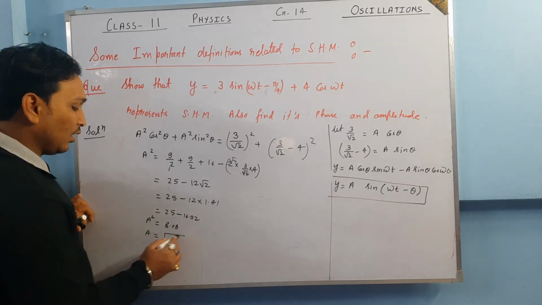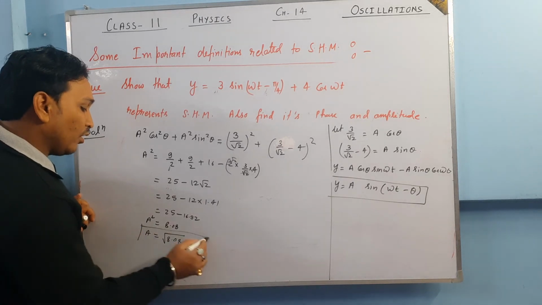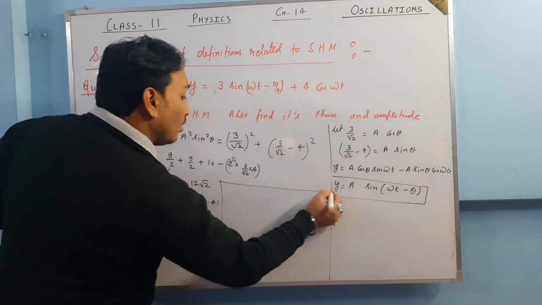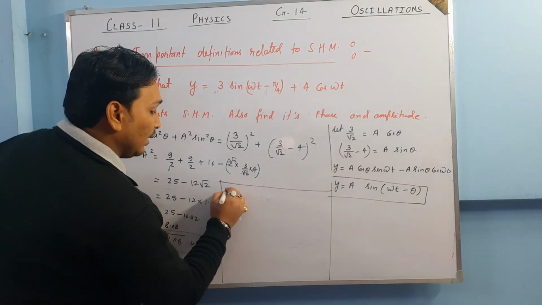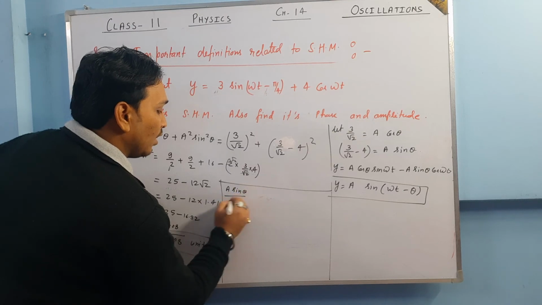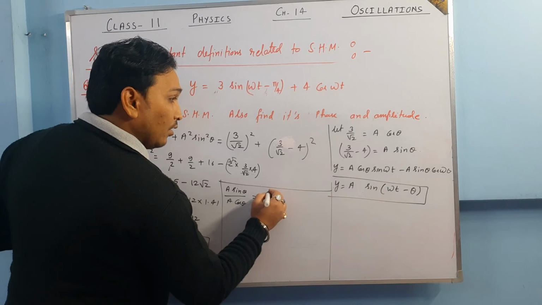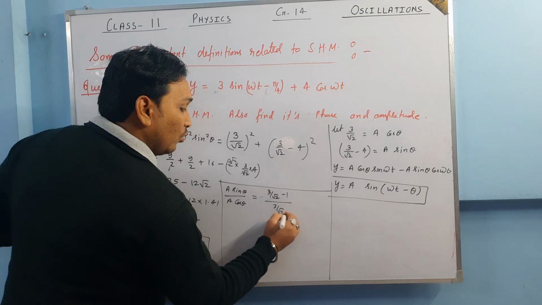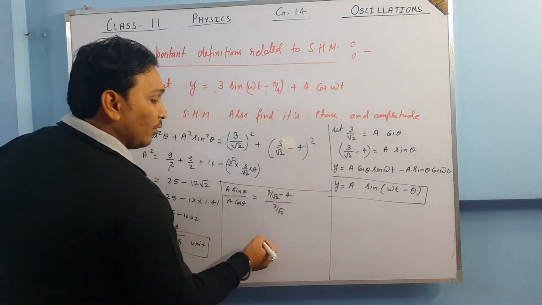So A is going to be what? Under root 8.08 units. This is going to be the amplitude. Okay. One more thing is remaining, that is the theta. So theta can be calculated as, just divide those equations. We are going to have A sin theta upon A cos theta, which is 3 by root 2 minus 4 upon 3 by root 2.